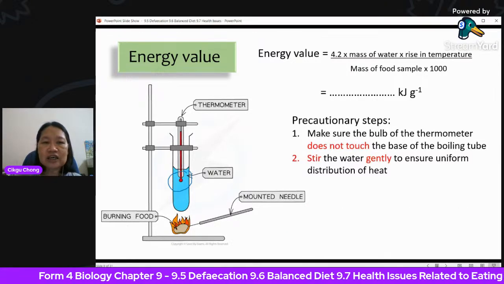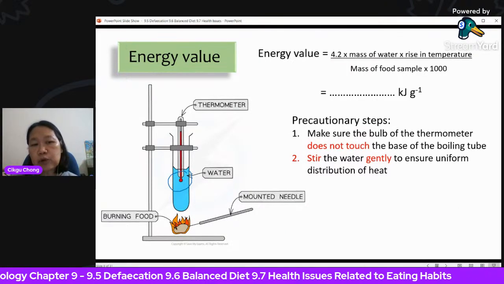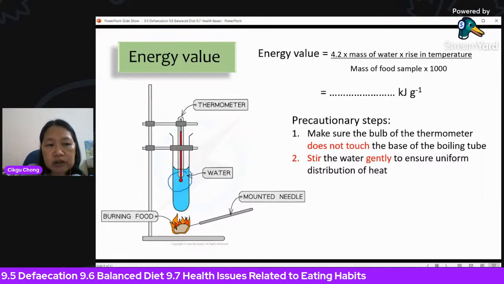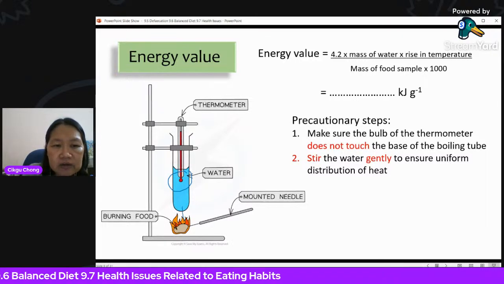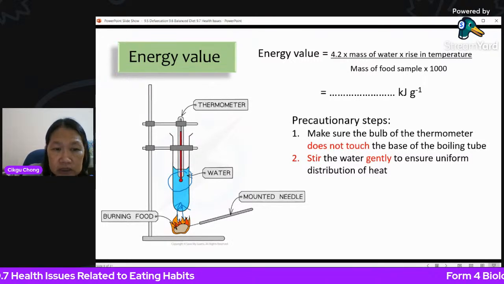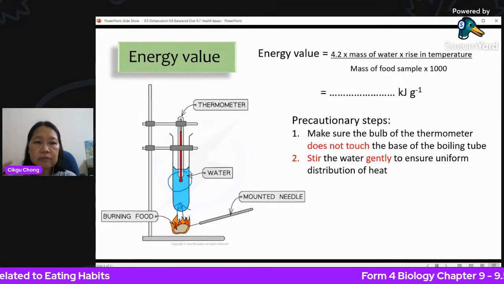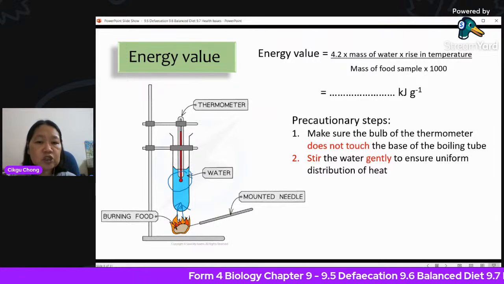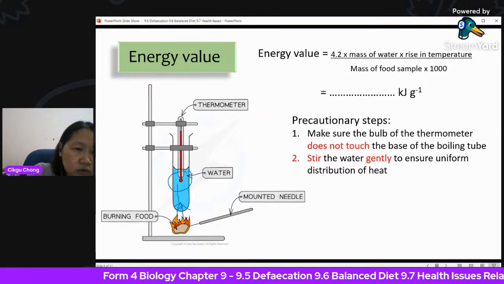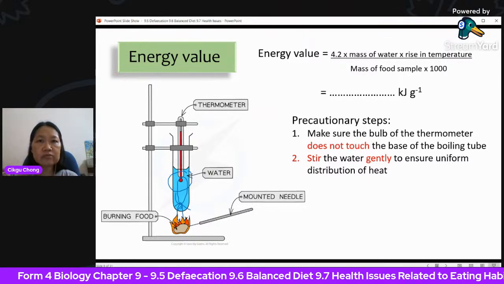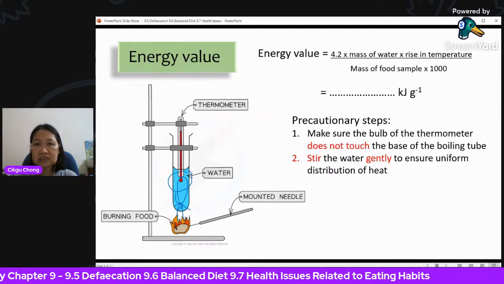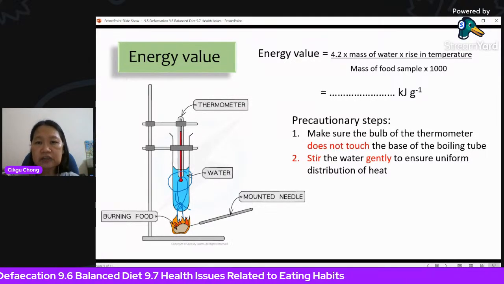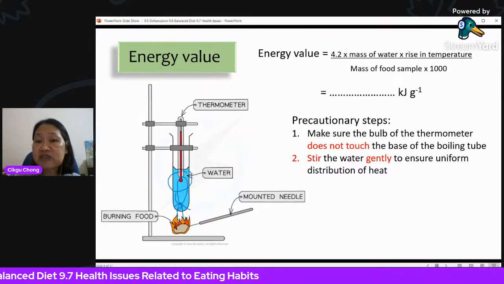Next. During the experiment, when your food is burning, the heat will be transferred to the water. The water will absorb the heat. So make sure you stir the water gently to ensure uniform distribution of heat. So the heat rises, the water becomes uniformly heated up, not just the bottom becoming hot. So you stir it gently.